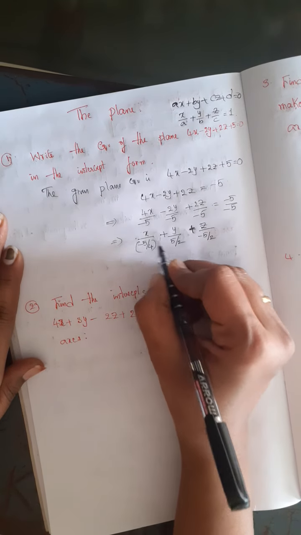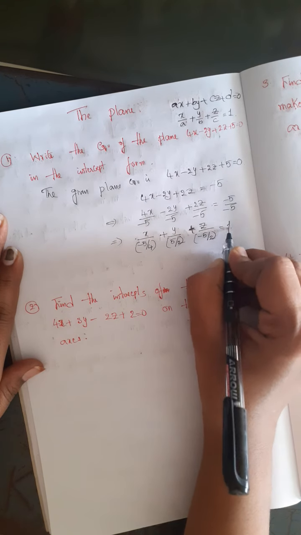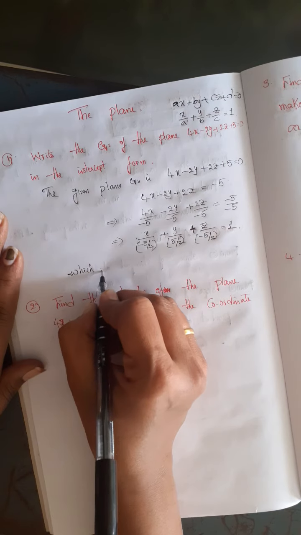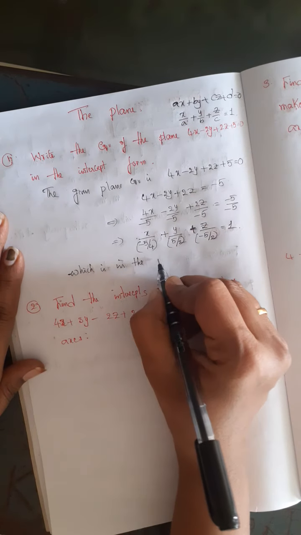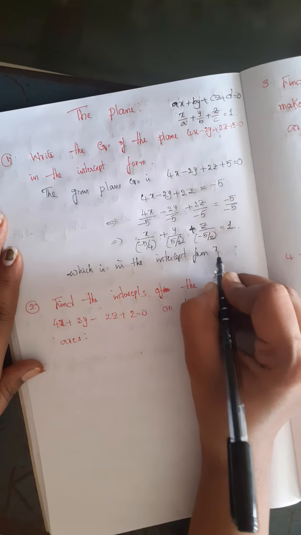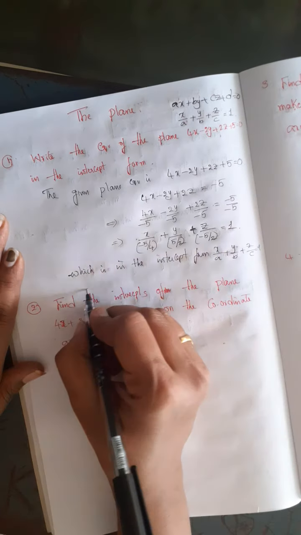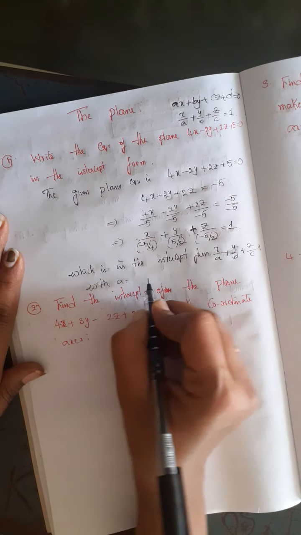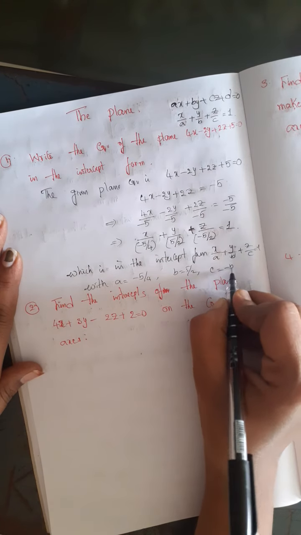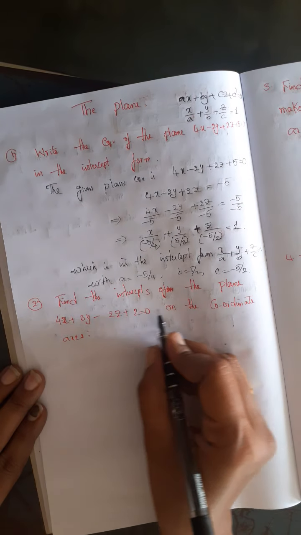Now this is x by a plus y by b plus z by c is equal to 1, which is in the intercept form. What is the intercept form? x by a plus y by b plus z by c is equal to 1 with a is equal to minus 5 by 4 and b is equal to 5 by 2 and c is equal to minus 5 by 2.